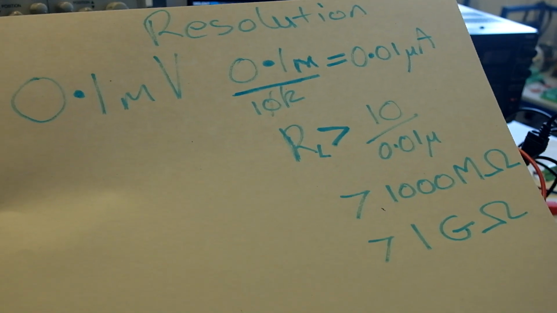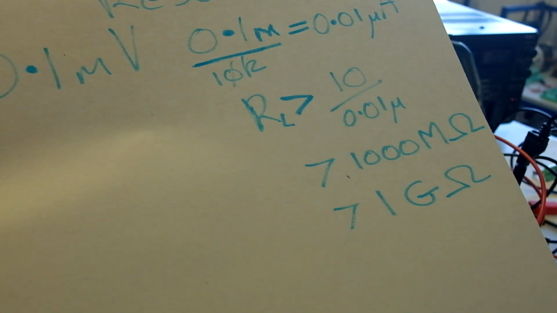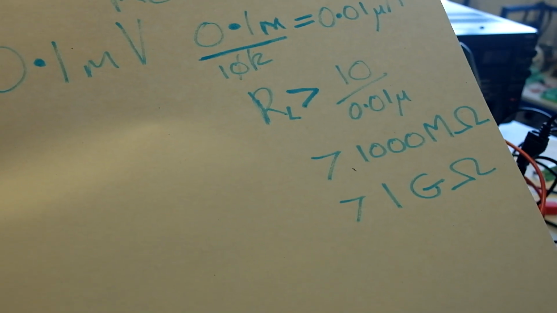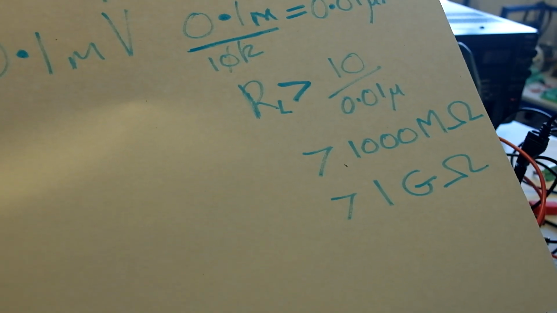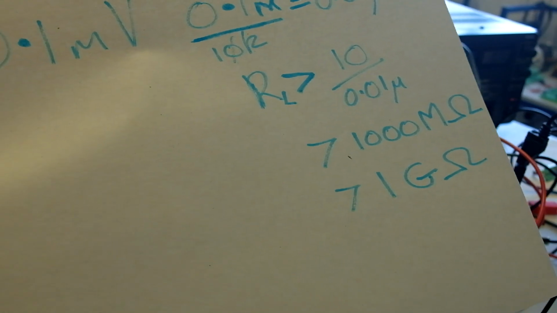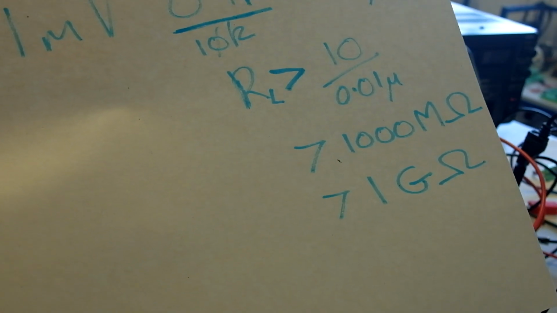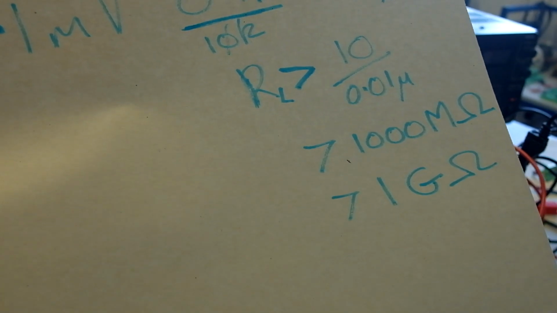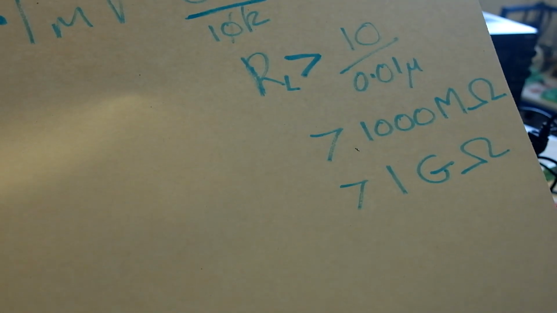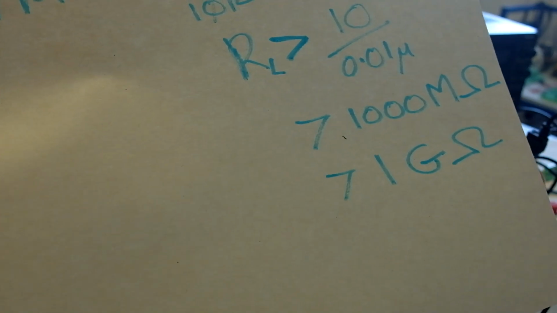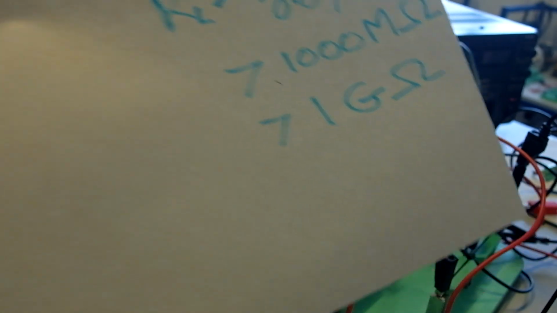0.1 microamps. Now that means, by Ohm's law, that the leakage resistance of that capacitor has to be greater than 10 volts divided by 0.01 microamp, which is greater than 1000 megohm, which is greater than 1 gigohm. So the leakage resistance of that ceramic capacitor is greater than 1 gigohm. So that is what you would expect. It's an extremely high value.